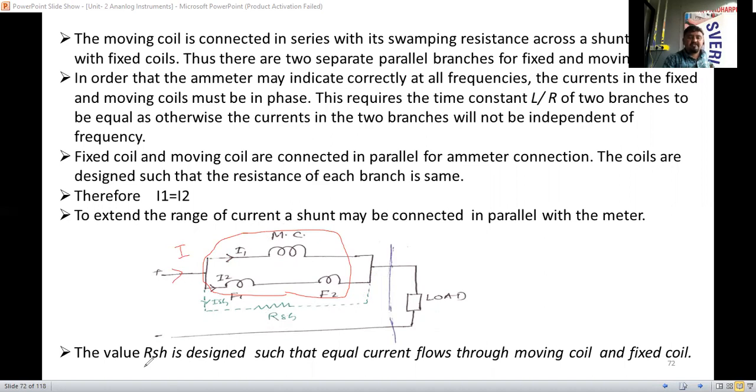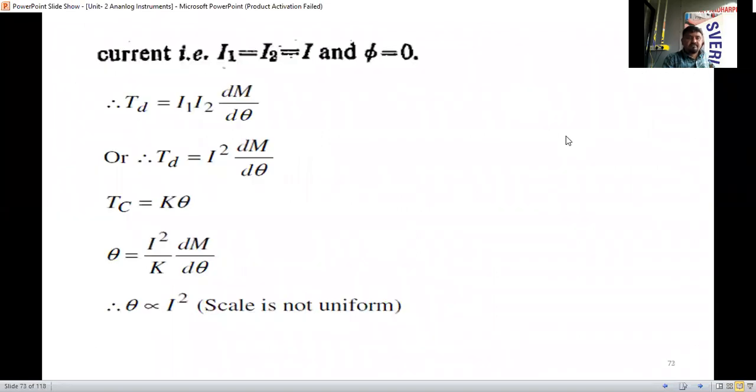The value of RSH is designed such that the current flows through the moving coil and fixed coil here. Like that we have designed it. So we'll stop here only. Case 2 is there, that is for the voltmeter connection. We'll discuss in the next class. See here, one more formula. Just a minute, it is not ended.